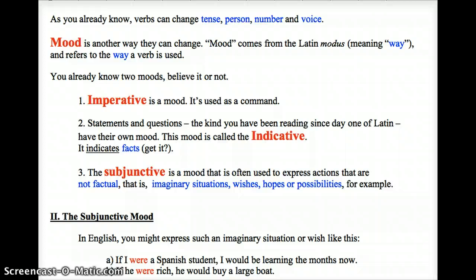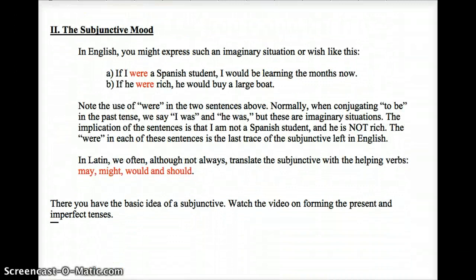Number three down here, the subjunctive is a mood that is often used to express actions that are not factual. They could be imaginary situations, they could be wishes, hopes, and possibilities, for example. So let's see the last vestiges of this subjunctive mood in English.